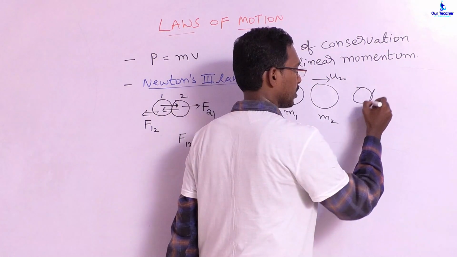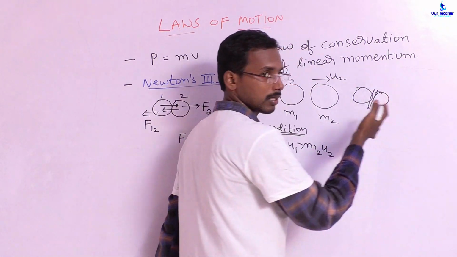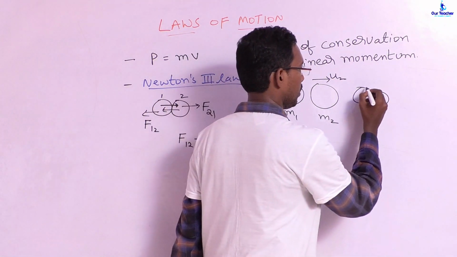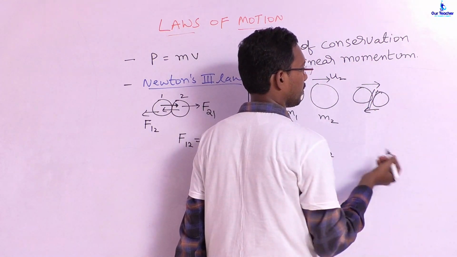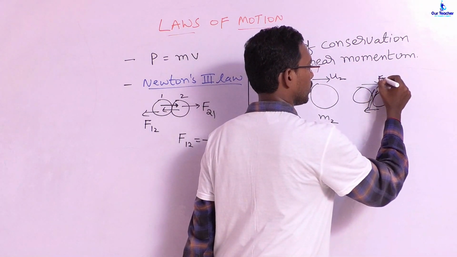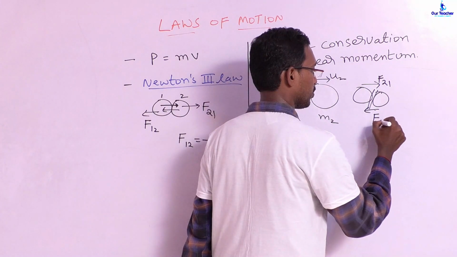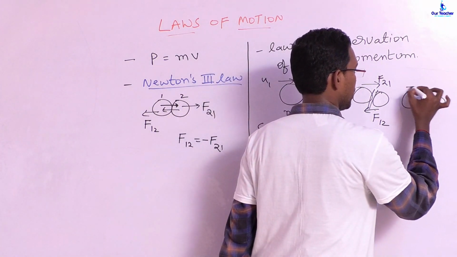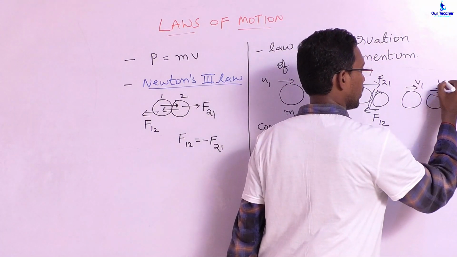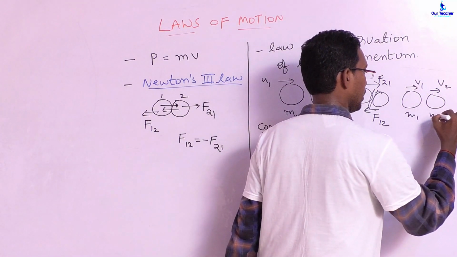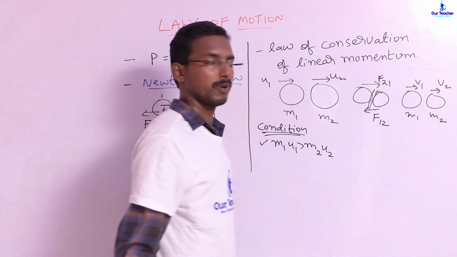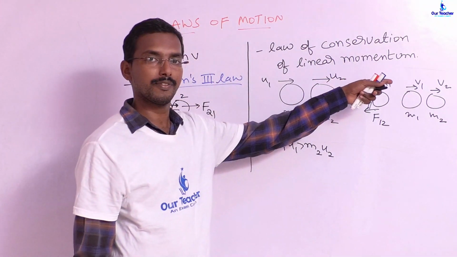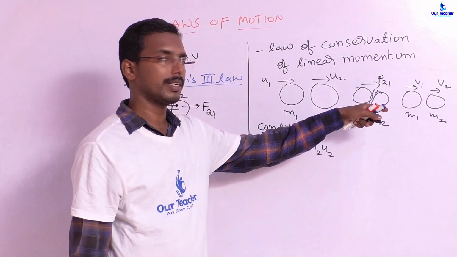Whenever the two bodies are colliding with each other, this is called during collision. During collision, the two bodies exchange momentum. This is the force acting on the first body because of the second body. Later, the two bodies moving in the same direction attain velocities v1 and v2, having masses m1 and m2. Because of the exchange of momentum, they have different velocities.